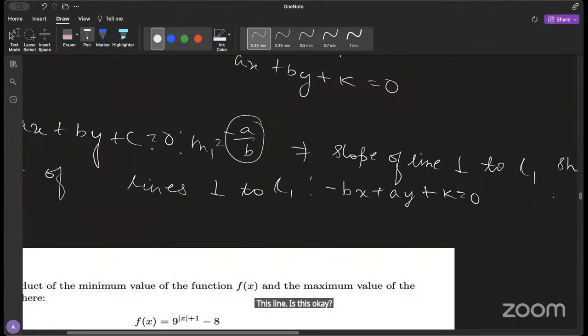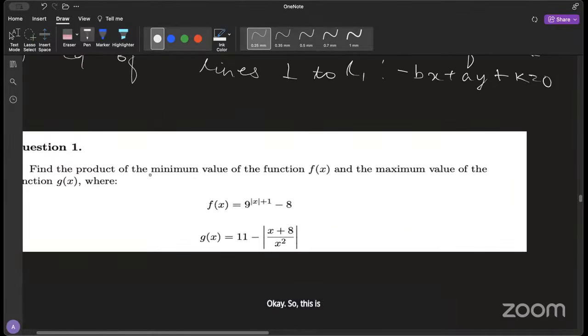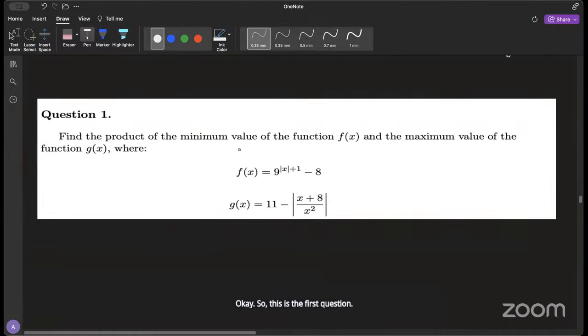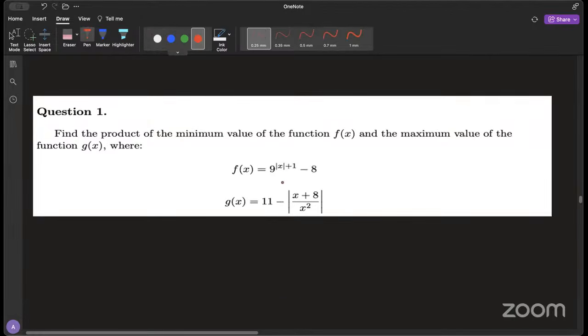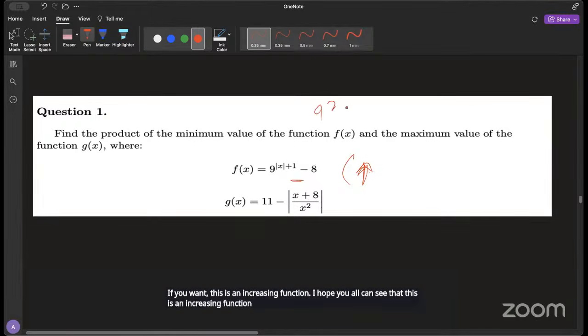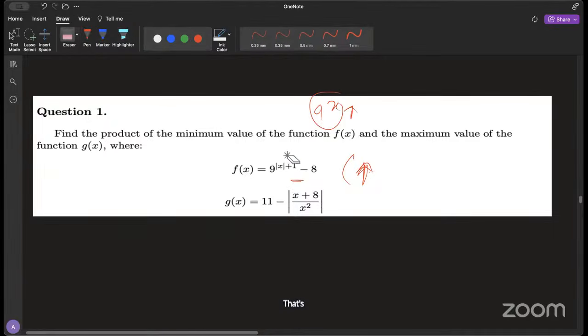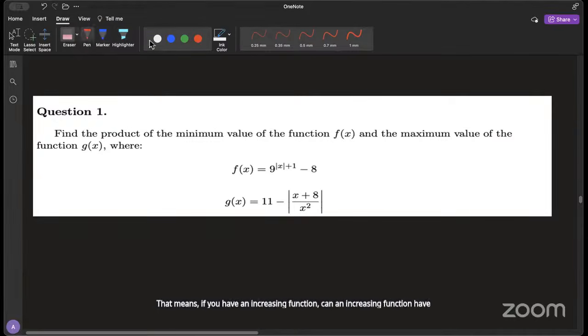Then move to the question. So this is the first question. It asks you to find the maximum and minimum of the following functions. The first function: if you have noticed, this is an increasing function. I hope you all can see that this is an increasing function because 9 to the power x is simply an increasing function. That's why this entire thing is increasing. Can an increasing function have a maximum? That means this only has a minimum, and that's what you've been asked to find.